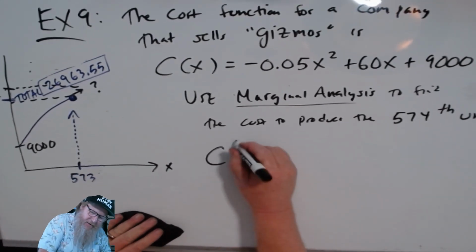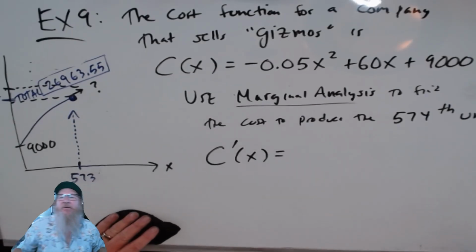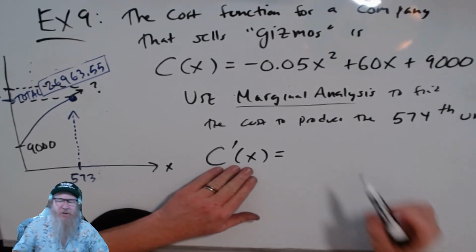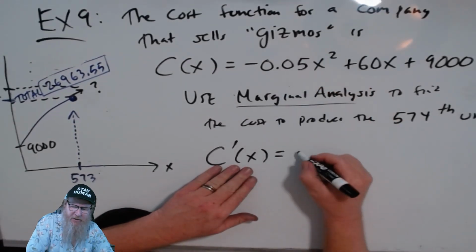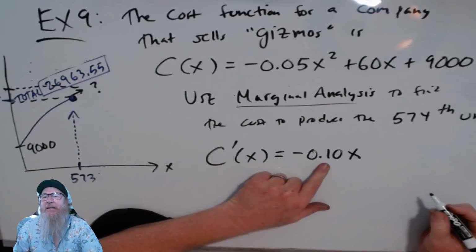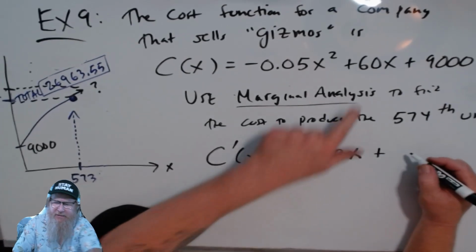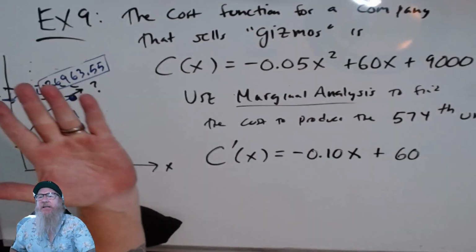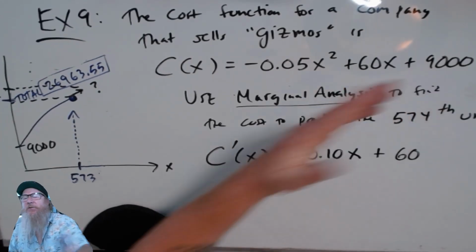Well, then I need the derivative. So C prime of x, that's our marginal cost. Multiply this by 2. You're going to get negative 0.10 x plus, and then the middle term is just 60. You drop the x, and then you always lose the constant.